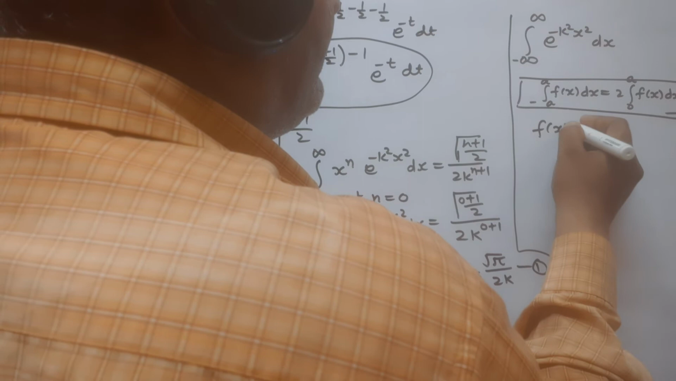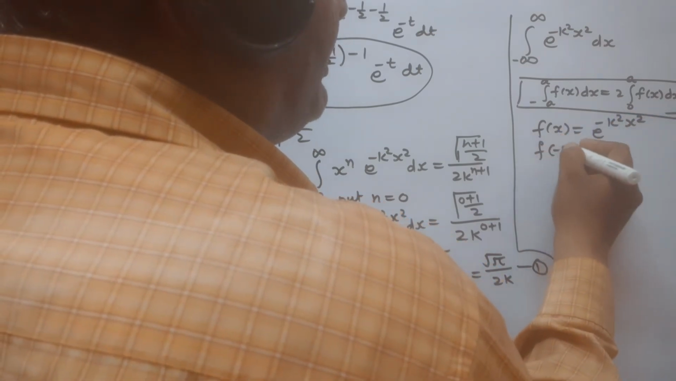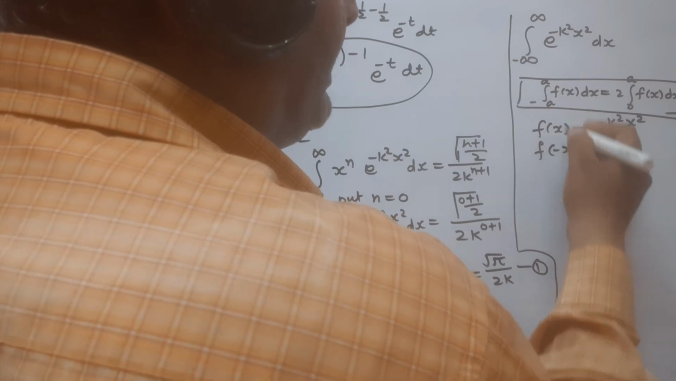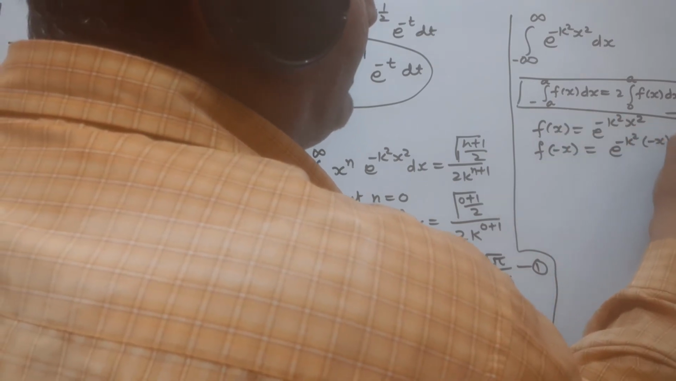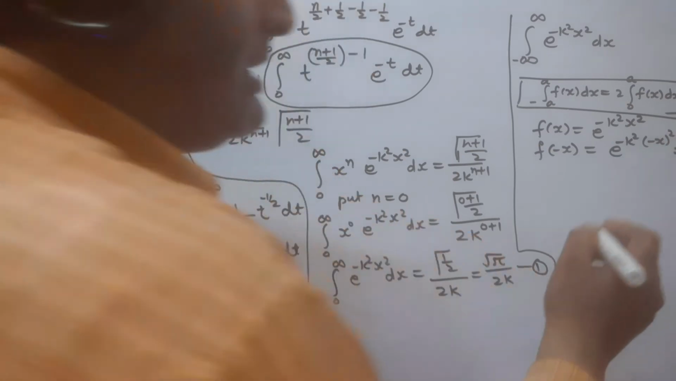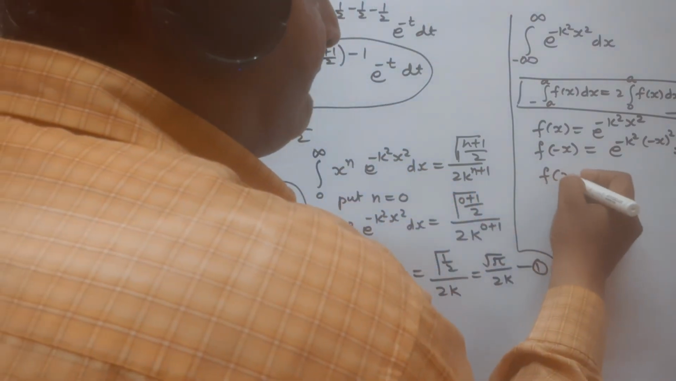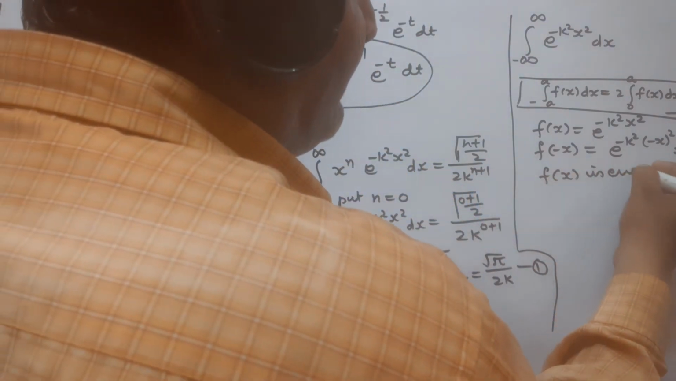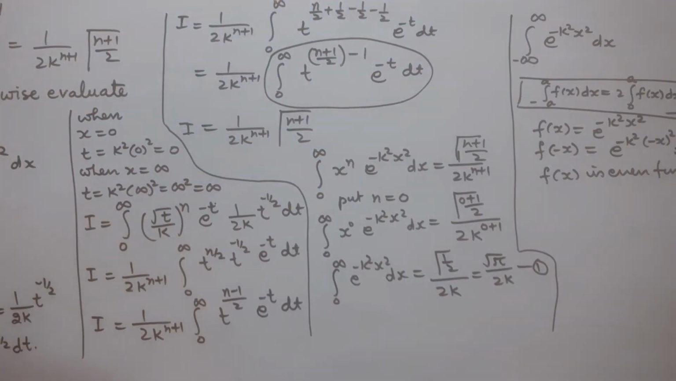So f(x) is here e to the power minus k square x square. So we put here, in place of x, minus x. So this is e to the power minus k square times minus x whole square. So this is e to the power minus k square x square. So this is equal to f(x). So we can see that f(x) is an even function.